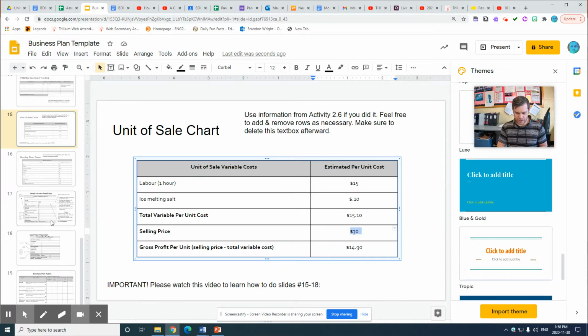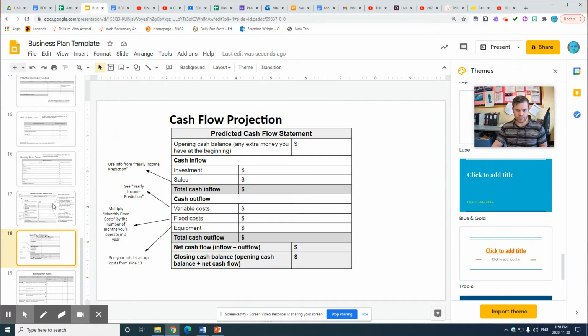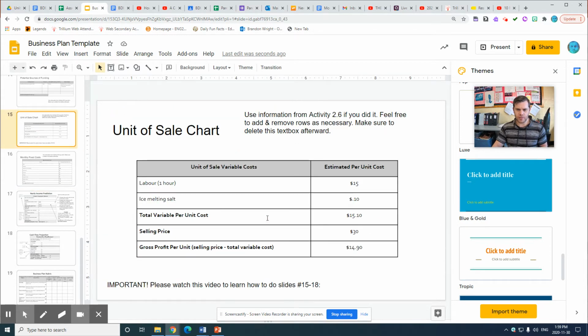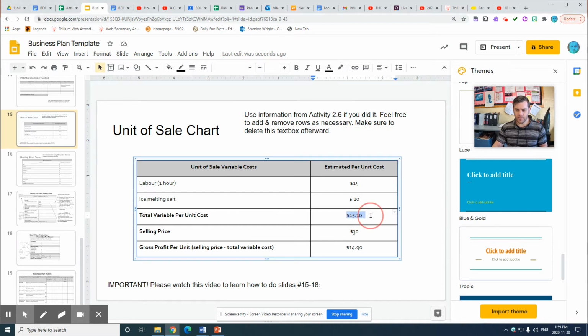So 225 times 30 is $6,750. I'll put that here. All right. So now our expenses, we look to our previous charts. Total variable costs. I multiply total variable costs from slide 15 by the number of units sold. So I'm going to multiply this number, 15.10, by 225.